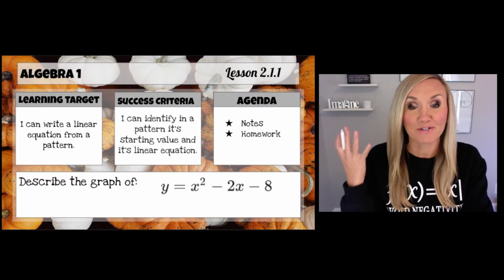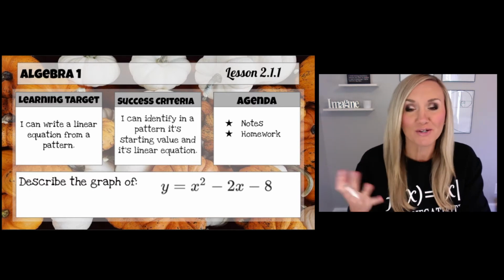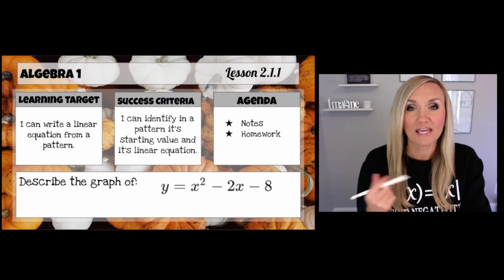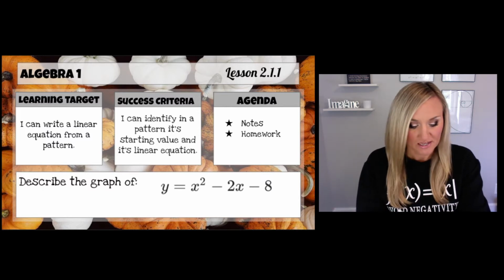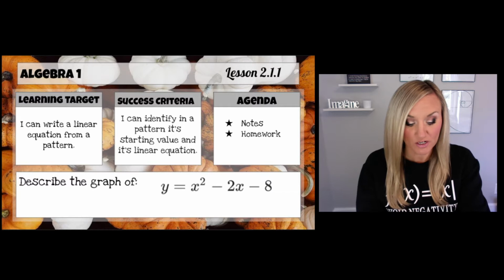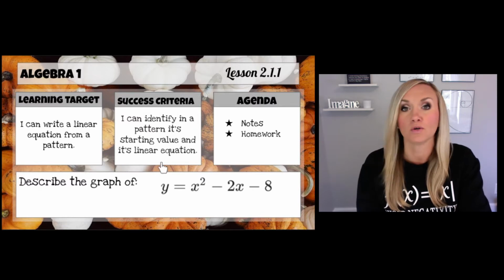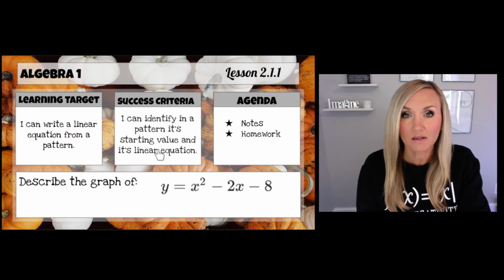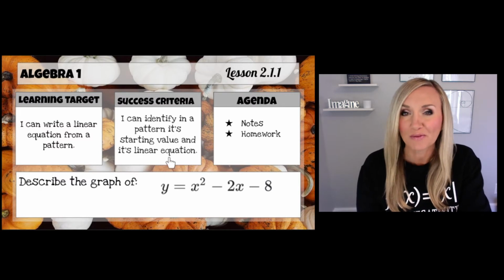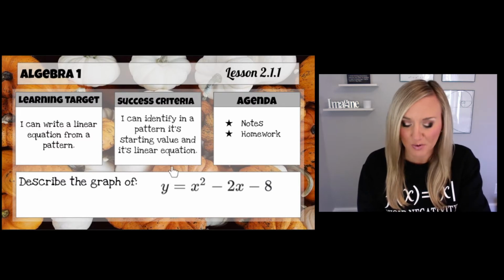We are now in Chapter 2, or Unit 2, and today we're going to be looking at patterns and relationships. If you take a look at our learning target for today, you're going to be able to write a linear equation by looking at a pattern. And you should be able to identify the pattern as its starting value in the linear equation. So we're really going to look at that starting value. We're also going to be looking at how it's growing and slope.